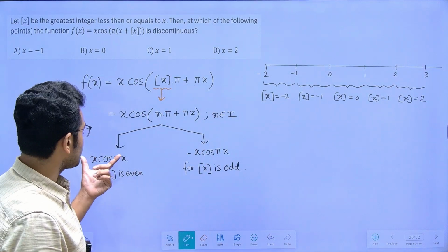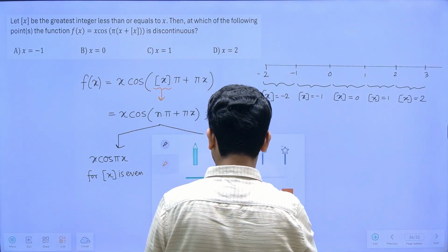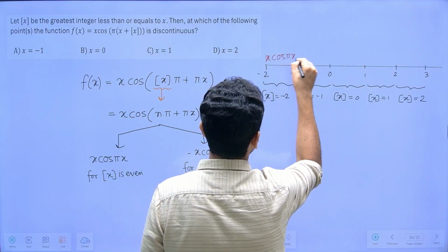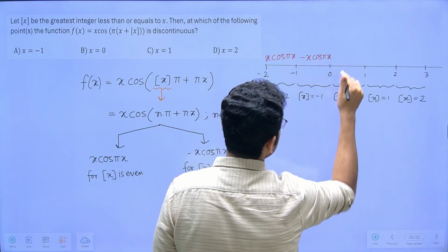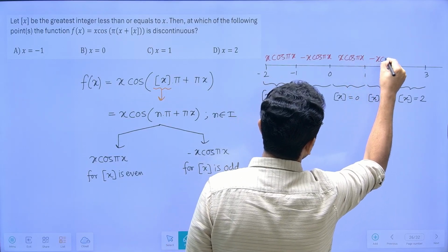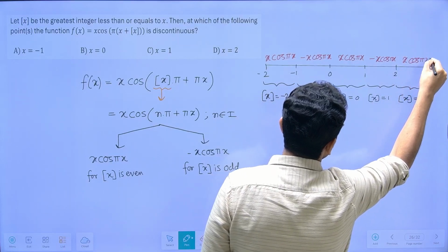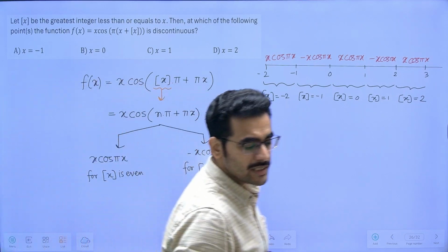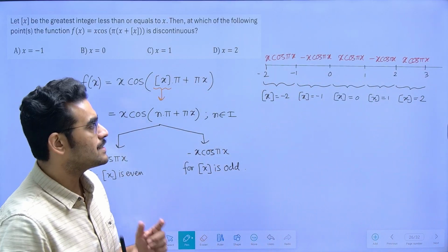When [x] is even, it is x cos πx. When [x] is odd, it is minus x cos πx. So in the first interval [x] is even, so it will be x cos πx. Here [x] is odd, it will be minus x cos πx. Here even, x cos πx; odd, minus x cos πx; again even, so x cos πx. Like that it is going to proceed. Now to check where the function is discontinuous, that means LHL is not equal to RHL.